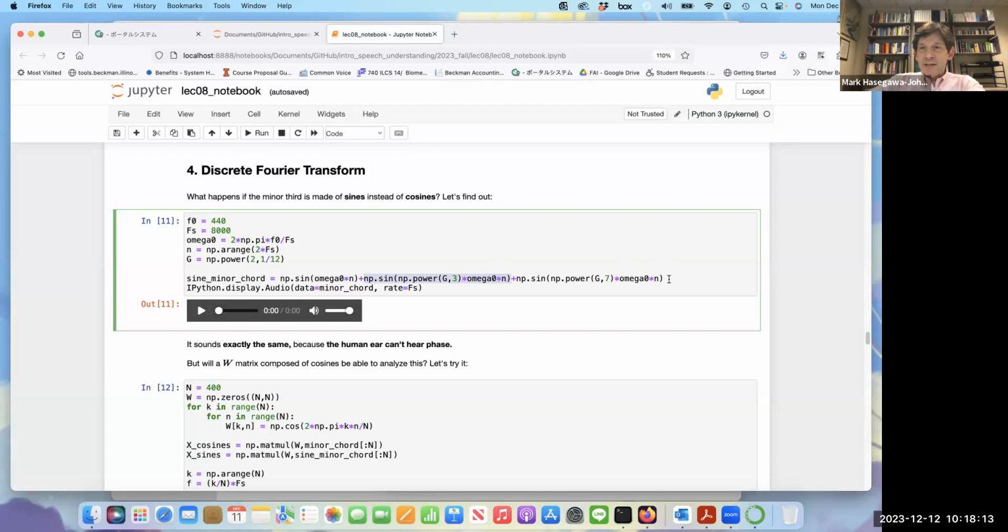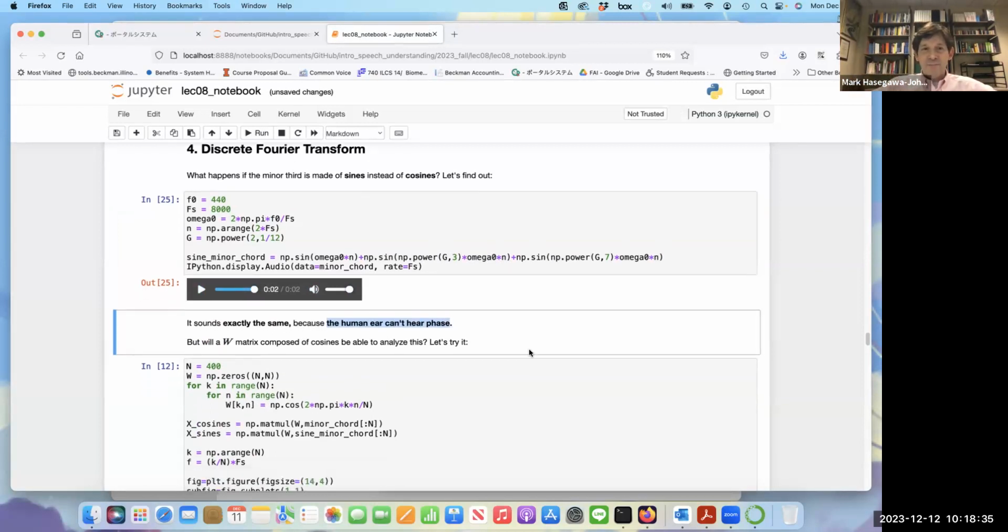And the reason is that the sine wave and the cosine only differ from one another in phase. The sine wave just starts a little bit earlier. So to the human ear, it sounds the same. It sounds exactly the same as the previous minor chord to us, because the human ear can't hear phase. To us, the sine wave and the cosine sound exactly the same.